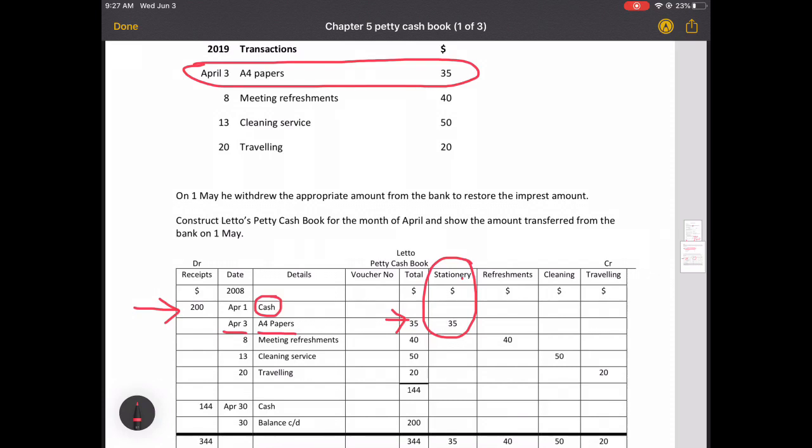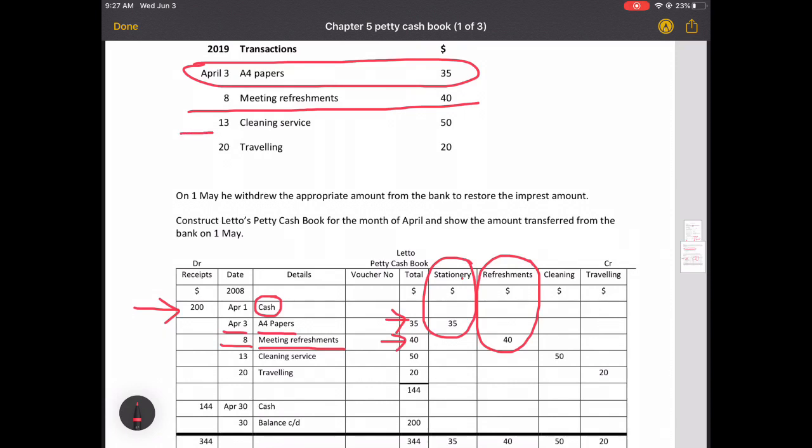And then for April 8th, meeting refreshment. So you bought refreshment for a meeting. I'm going to record that here, April 8th, meeting refreshment. It will be recorded under the refreshments column. Refreshment refers to food and drinks. And then again, the total for the day will be written in the total column.